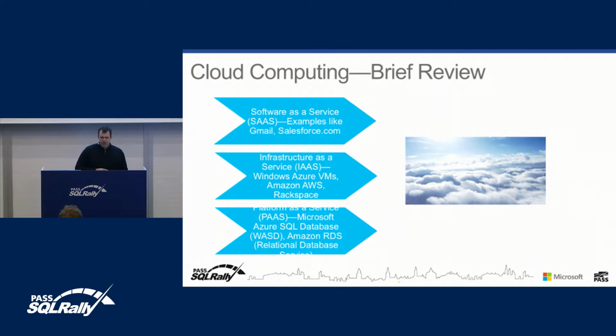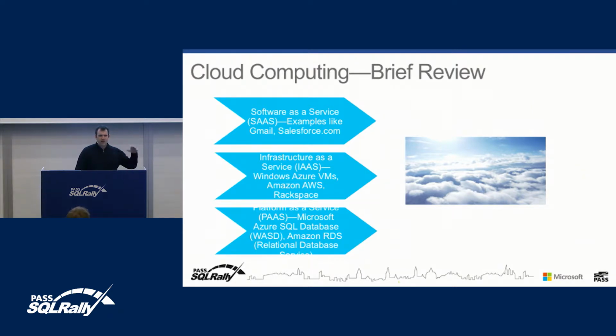So the 3 types of cloud computing, I'm sure you've heard this a lot. We're going to focus on one mainly in this session. We have software as a service, so things like Salesforce, Office 365, infrastructure as a service, Windows Azure VMs, Amazon AWS, Rackspace. I think that market's going to continue to consolidate. Google seems to be making a play for it, but I haven't seen much from them except more platform as a service offerings.